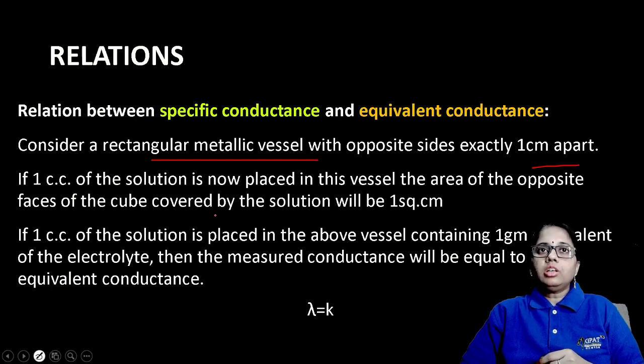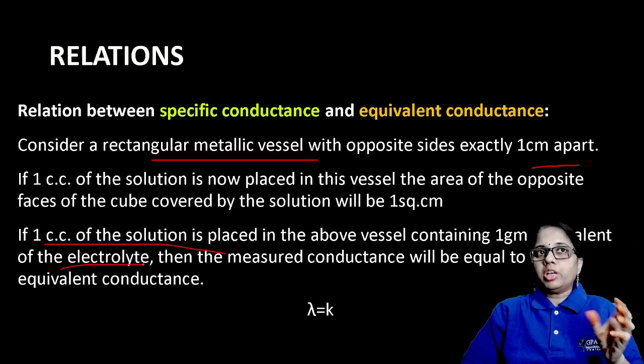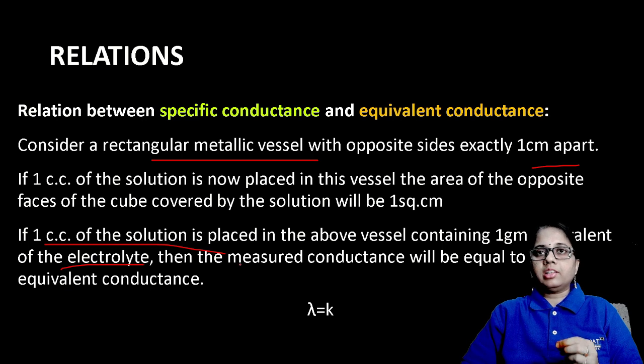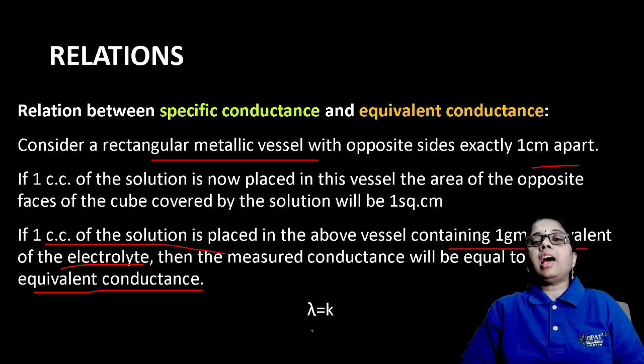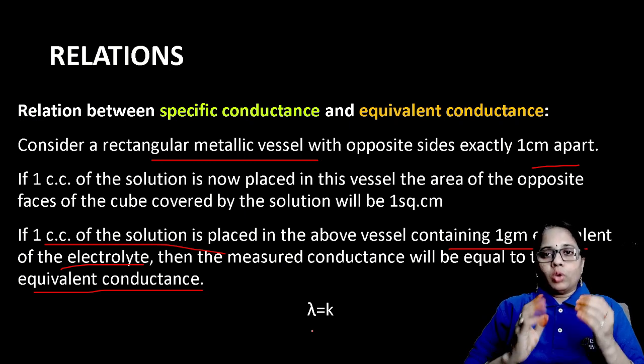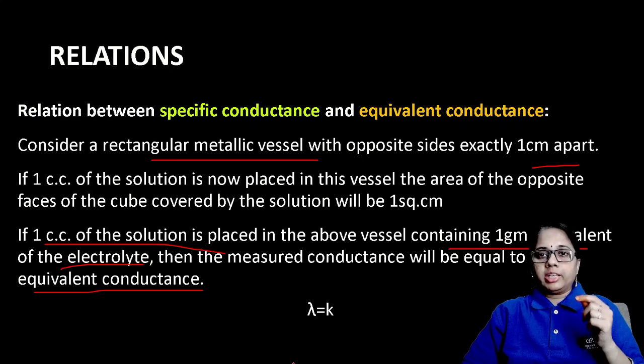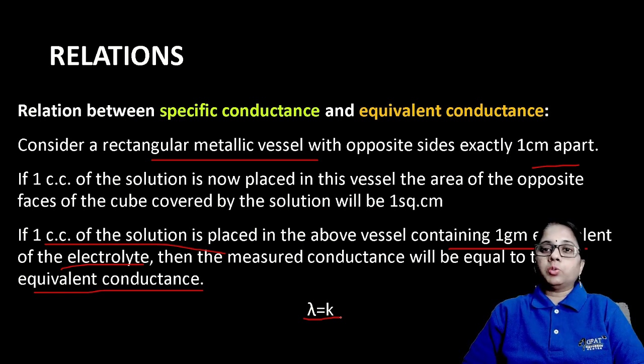If 1 cc of the solution containing 1 gram equivalent weight of the electrolyte is placed in this rectangular metallic vessel, then the measured conductance will be equal to the equivalent conductance, because it is an ideal condition: 1 centimeter, 1 ml, 1 square centimeter area. All the units are taken as one value. So then the specific conductance is equivalent to the equivalent conductance.